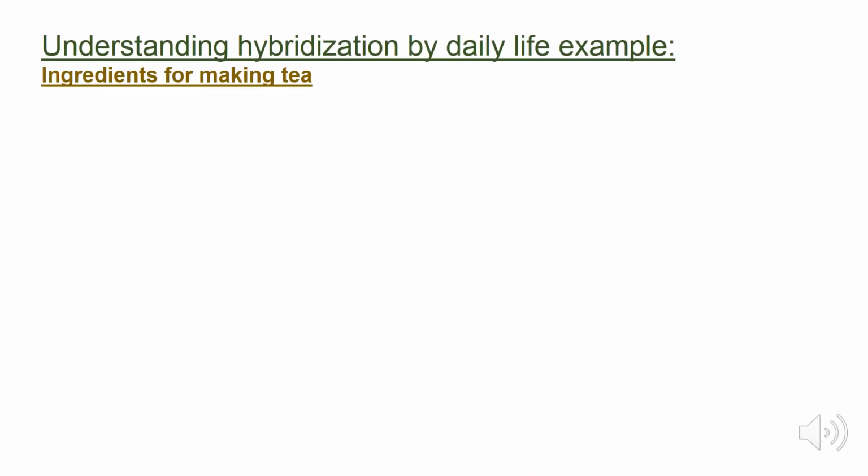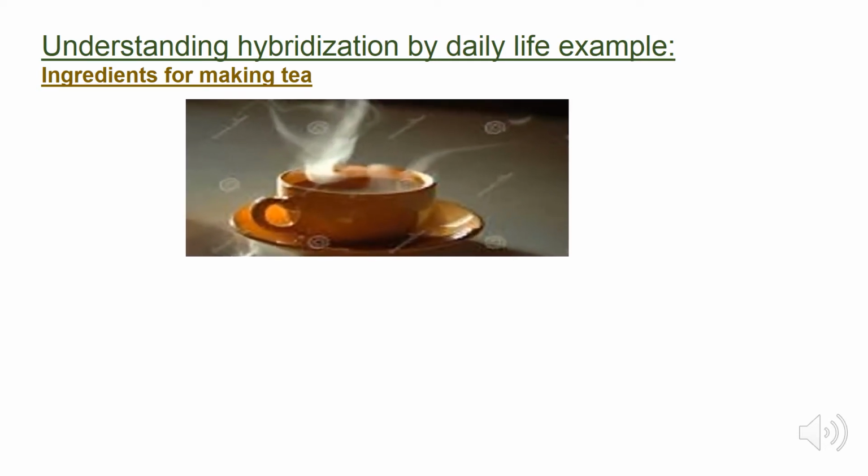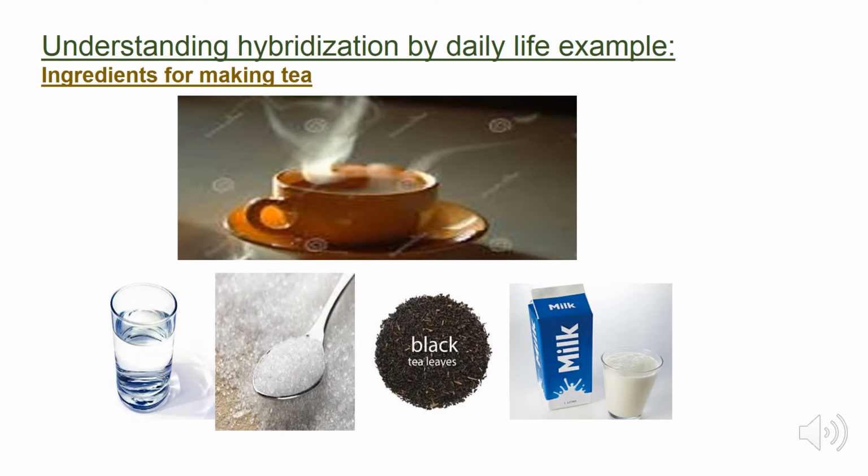Understanding hybridization by a daily life example. Suppose I want to make tea. The ingredients needed to make tea are water, sugar, black tea and milk. When I boil all these ingredients together, having different texture and color, I get tea. And every drop of the tea has the same color, taste and smell. So the ingredients of the tea are like the atomic orbitals, whereas the tea is an example of hybrid orbitals.